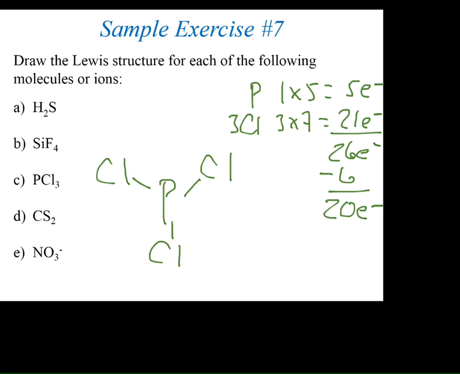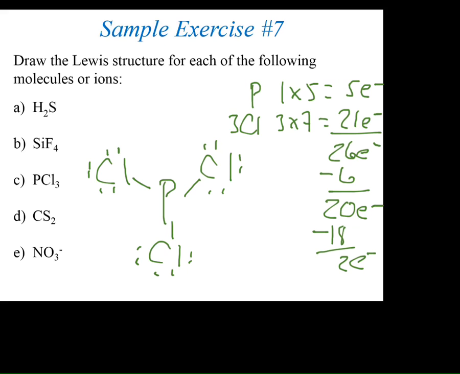Now, first we're going to take these and give them as lone pairs to the outside atoms first. So every chlorine currently has 2, so every chlorine needs how many more? 6. So 1, 2, 3, 4, 5, 6. 1, 2, 3, 4, 5, 6. 1, 2, 3, 4, 5, 6. So that used 6, 6, 6. We got 2 left.